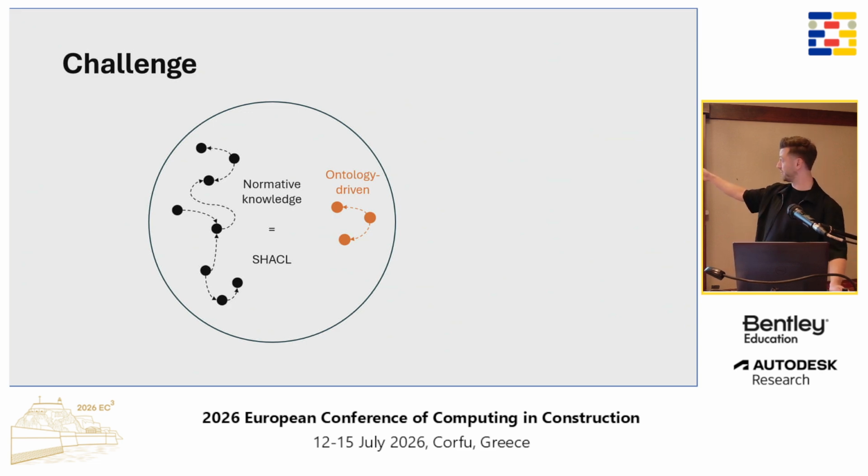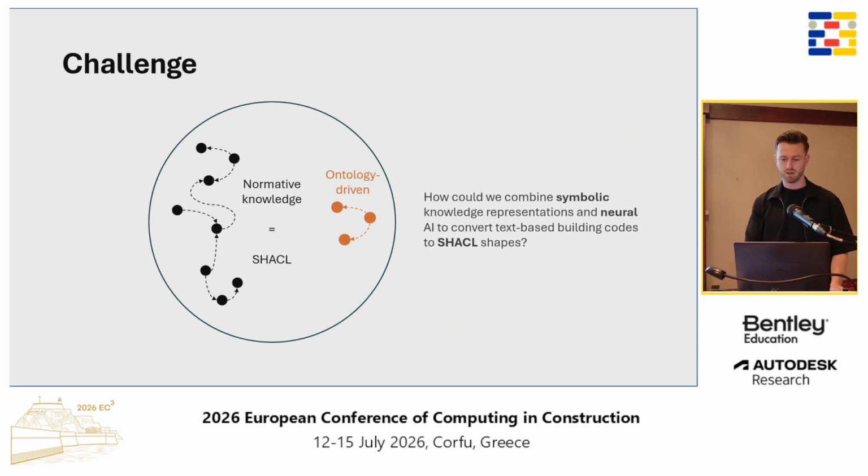The challenge that we try to tackle in this paper is generating this, because most of our regulations are text-based and not SHACL-based. And what we try to do is, can we combine symbolic knowledge representations, such as ontologies, and neural AI, such as LLMs, to convert the text-based regulations that we have into these SHACL shapes.